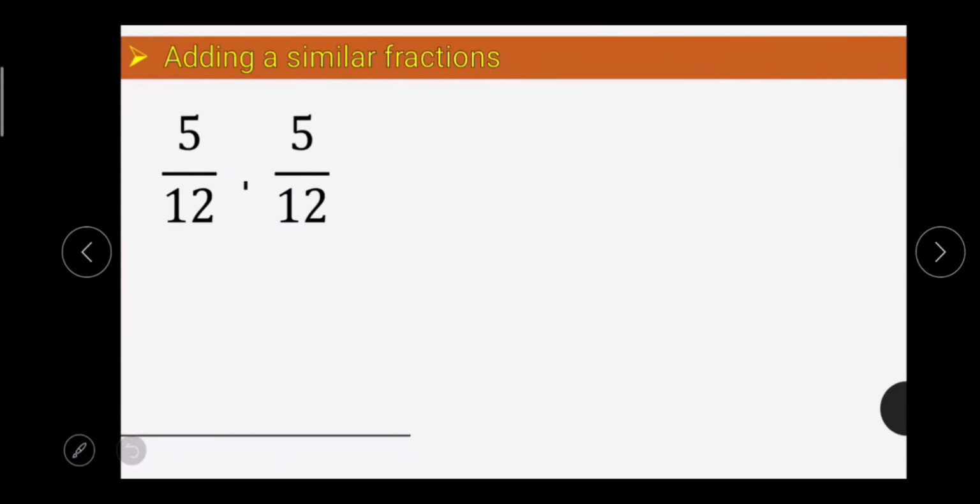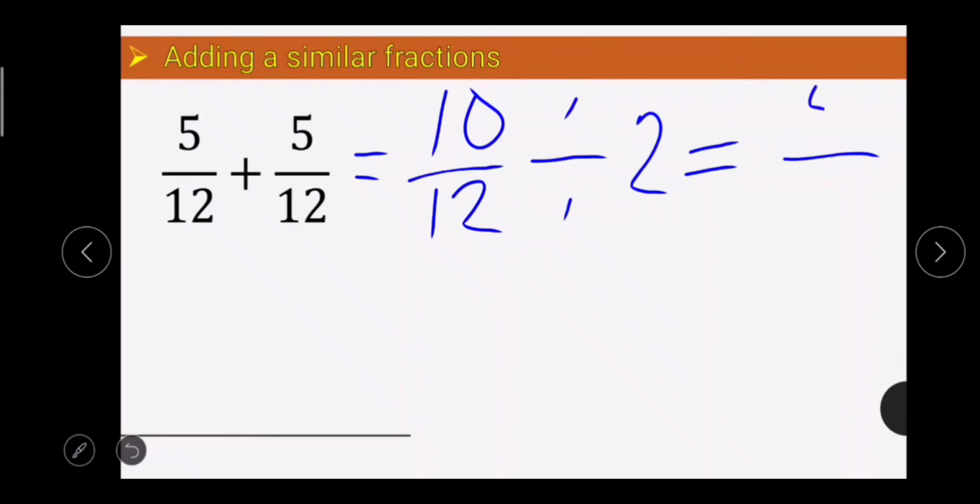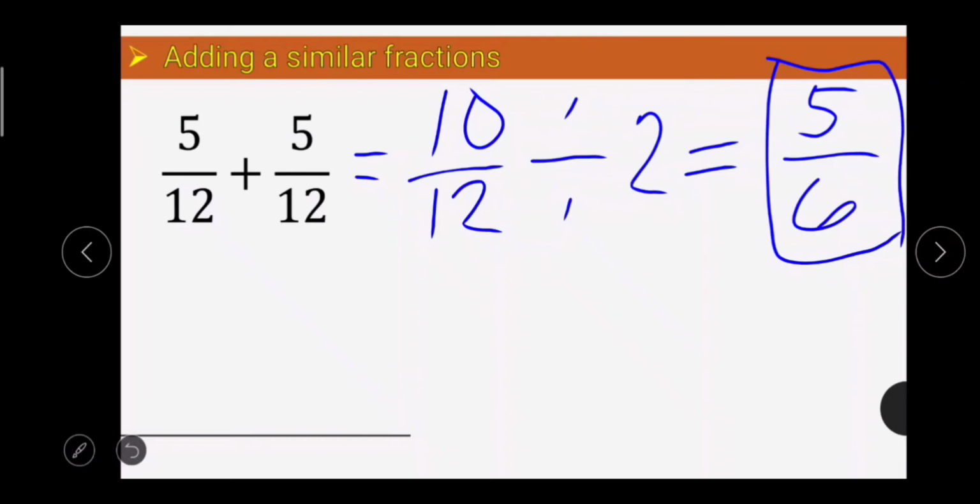Number 3. So we have 5 over 12 plus 5 over 12. Again, it is a similar fraction. So just copy the denominator, we have 12. Then add the numerator, which is 5 plus 5, that is 10. This is not our final answer because 10 over 12 has a common number, which is 2. 10 divided by 2, that is 5. Then 12 divided by 2, we have 6. Our final answer is 5 over 6.